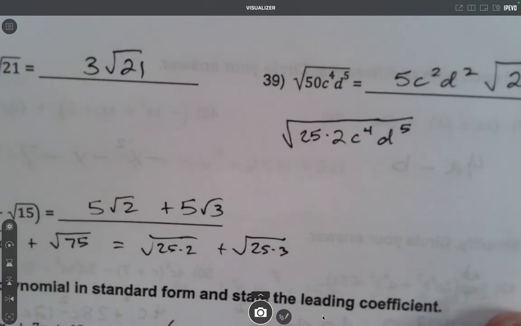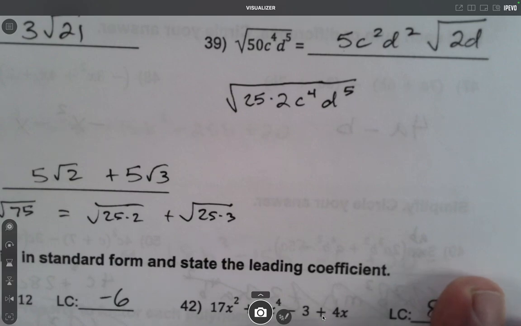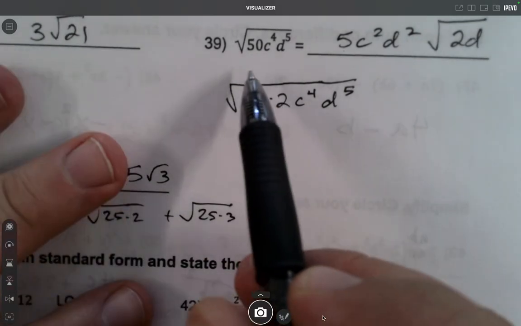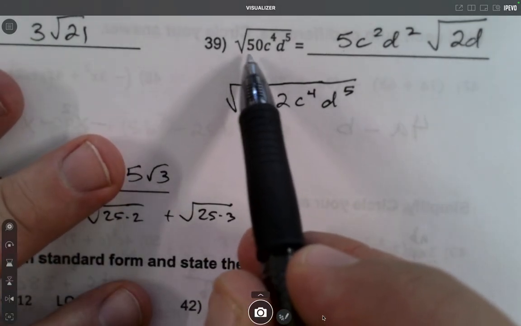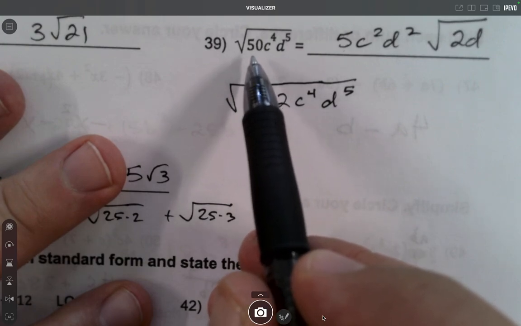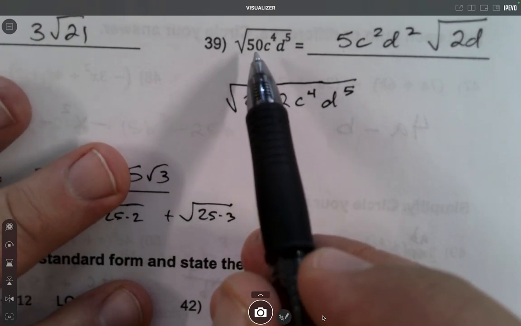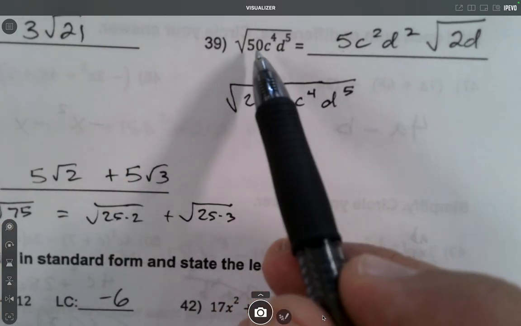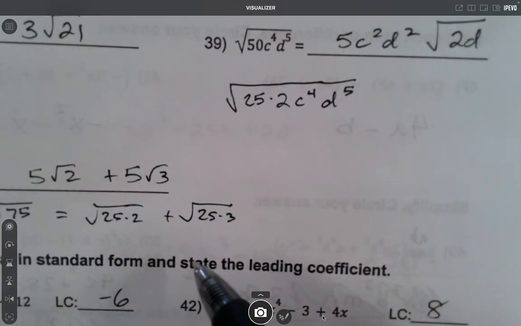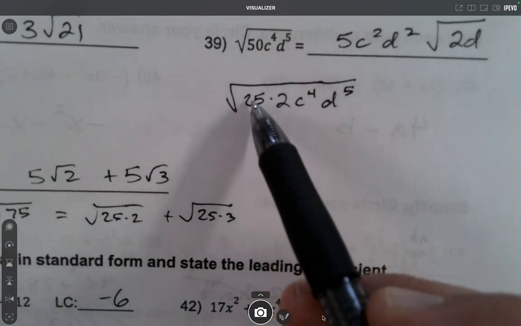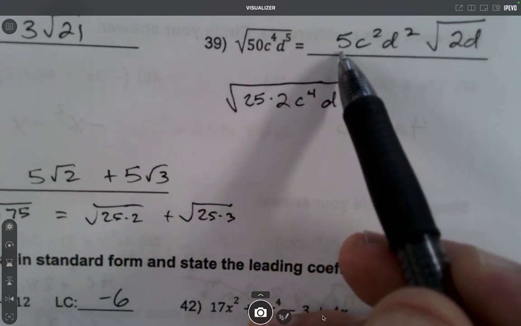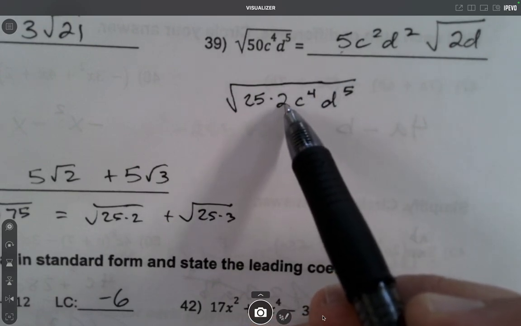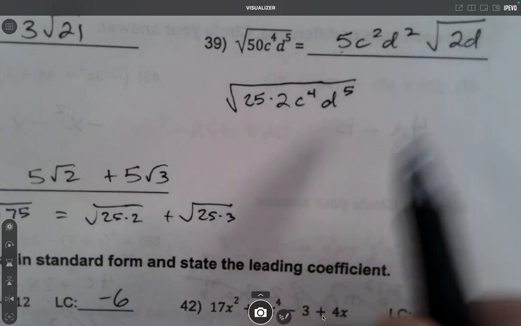On 39, we want to treat the number and the variables kind of separately. So first with the numbers, we do the same thing we did on previous problems and say what can go into 50 evenly that we can take the square root of. That'd be 25. So we rewrite 50 as 25 times 2. The square root of 25 is 5, so that's why it's outside the radical. Square root of 2 we don't know, so we leave it inside the radical.